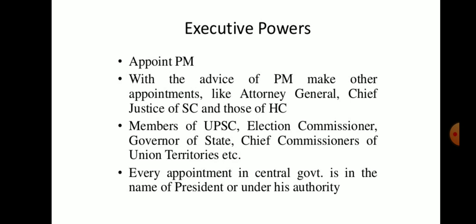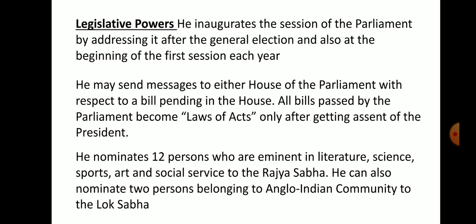What does the executive power say? Executive power is to execute all the duties for the higher officials, especially appointments. With the advice of the Prime Minister, the President can make other appointments like the Attorney General, Chief Justice, UPSC members, election commissioners, governors of the states, and chief commissioners of the union territories. Every appointment in the central government is made in the name of the President under his authority. So without his approval, no higher official can be appointed. Legislative powers: he inaugurates the session of Parliament. Without his presence, the Parliament session cannot proceed.